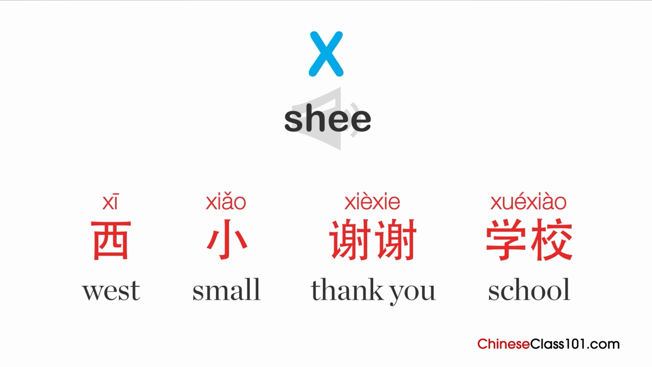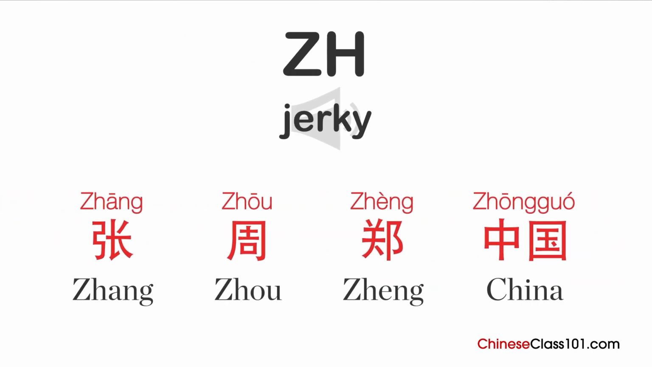Another initial sound that may be different from English or your mother tongue is X. It sounds like xi. But once again, your tongue is flat here. Xi, west. Xiao, small. 谢谢, thank you. And 学校, school.